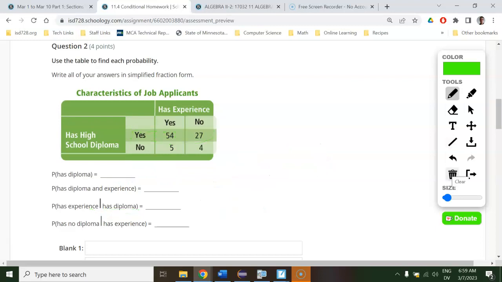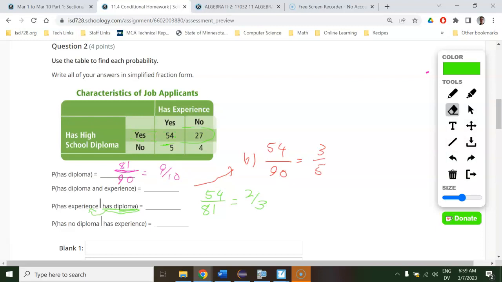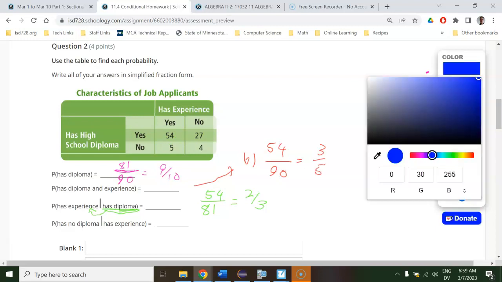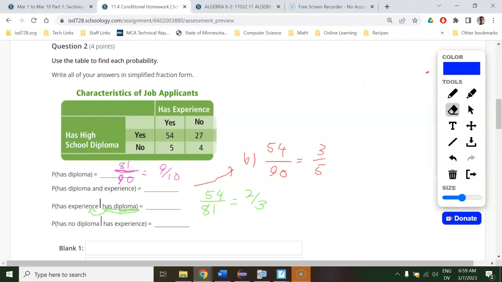Okay, last one then. Normally, on these given that ones, I highlight either a row or a column. So let's pick another color here and highlight a row or a column.